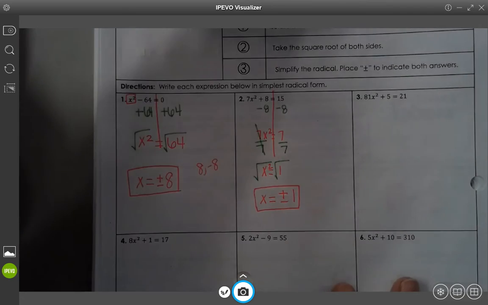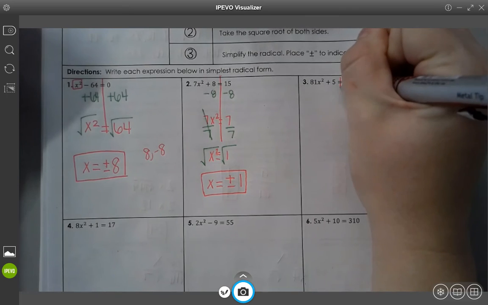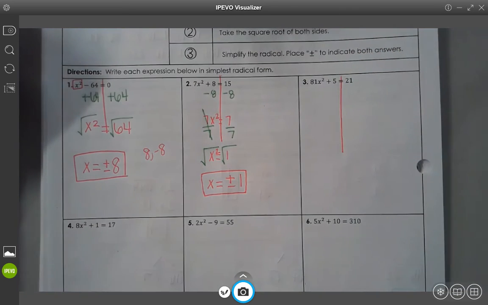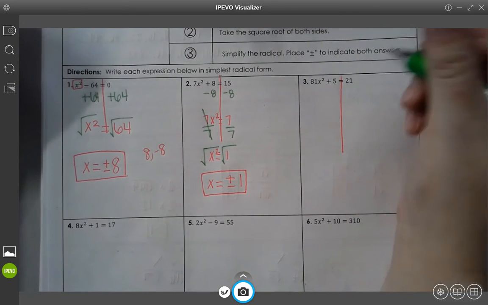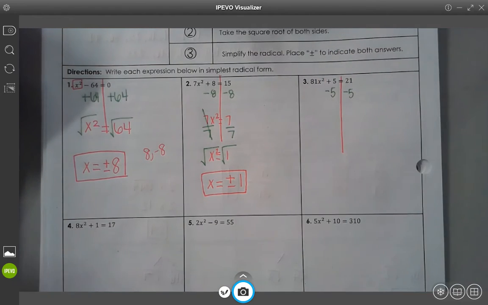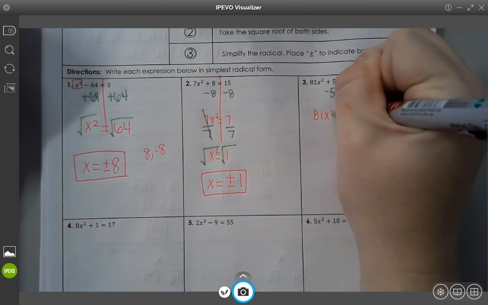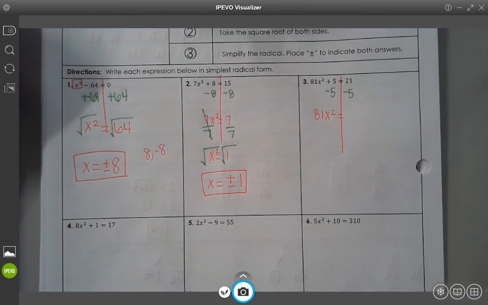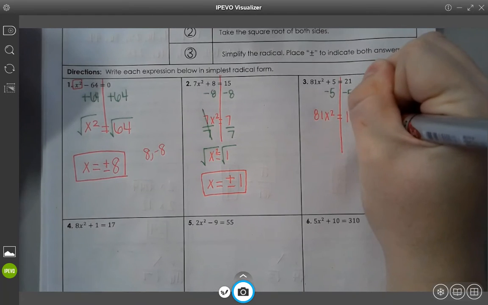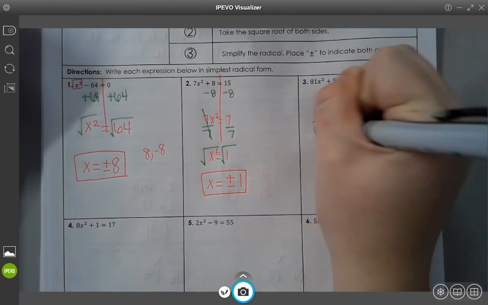All right, number 3. What's my first step? Subtract 5 on each side. Good. And we get 81x squared equals 16. Then what? Divide by 81.